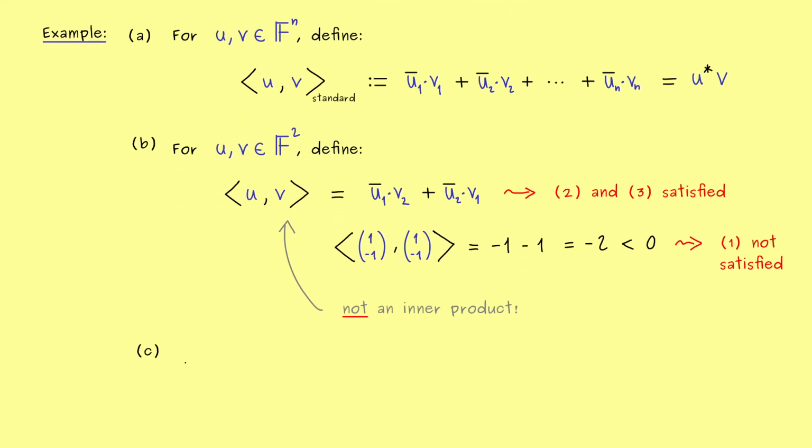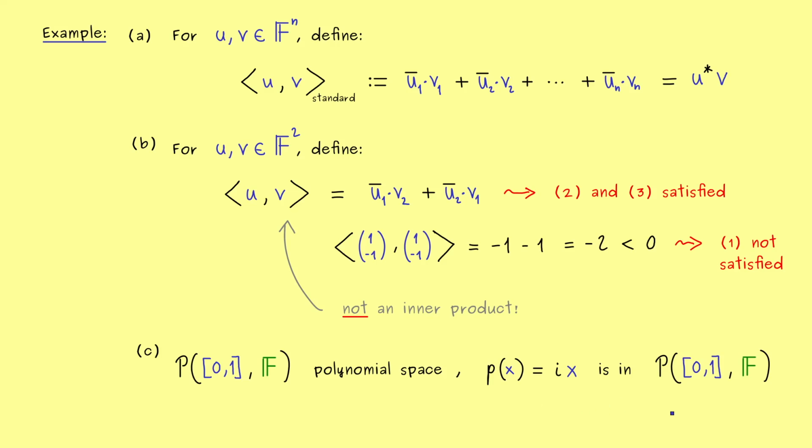Okay, and now for closing this video here, let's look at a positive example again. And here I want to take the polynomial space again, but with polynomials defined on the unit interval. And moreover, the codomain now should be given by F, so the complex numbers or the real numbers. So for example, we could have the polynomial p of x given as i times x. So this is a well-defined vector in our vector space, and please note, here it means that the variable x is still a real number between 0 and 1, but the coefficients could come from the complex numbers.